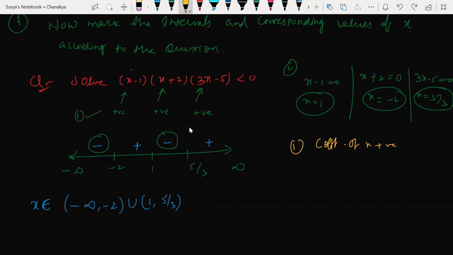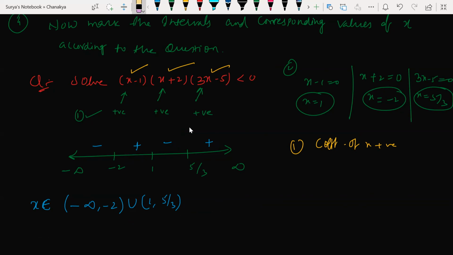Finding critical points. Here critical point of this term is x is equal to 1, x is equal to minus 2, x is equal to 5 by 3. Very good. So I just plotted those on a real number line. Perfect. Next, I need to put a sign alternately, plus, minus, from the right to left.